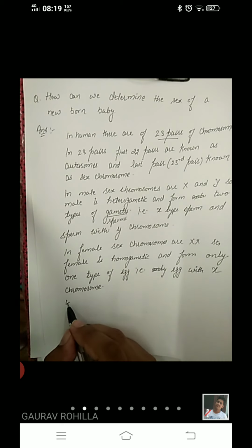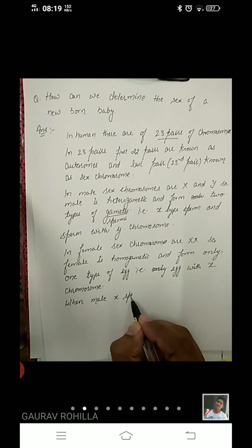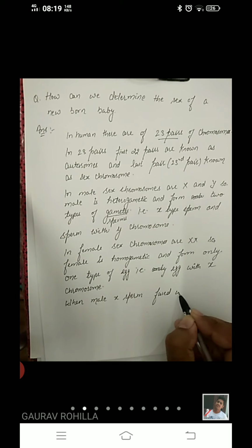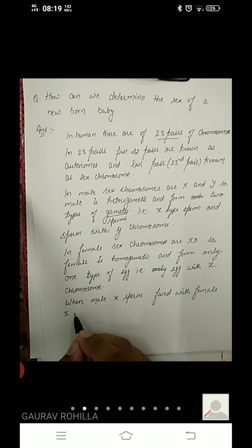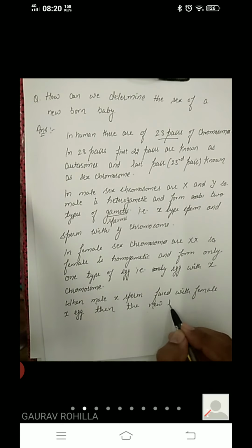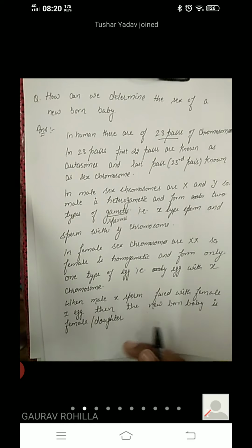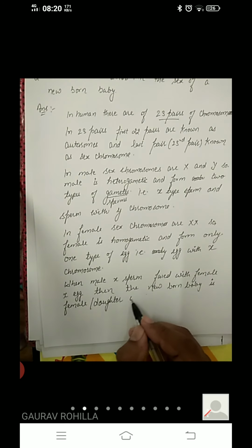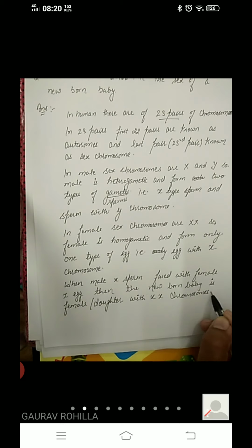In this case, when male X sperm fused with female X egg, then the newborn baby is a female or daughter with XX chromosomes.